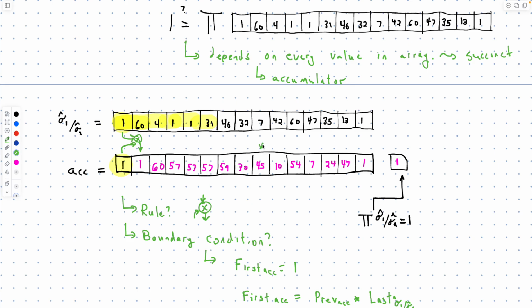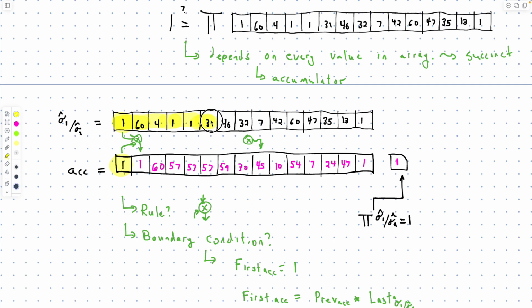So this number 45, where did it come from? 45 is 1 times 60 times 4 times 1 times 1 times 31 times 46 times 32. So 45 is the running product up to this value here. If I want to compute the number 45, do I have to look at all of these values here? Just look at 30 now. Exactly, yeah. It's the running product of the previous values.